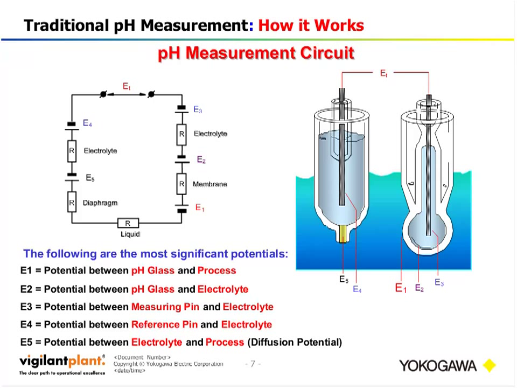Conservatively speaking, about 80% of all pH problems are related to the reference electrode in one way or another. This brings us to our topic today. So let's take a closer look at the reference electrode, starting with standard conventional electrodes.